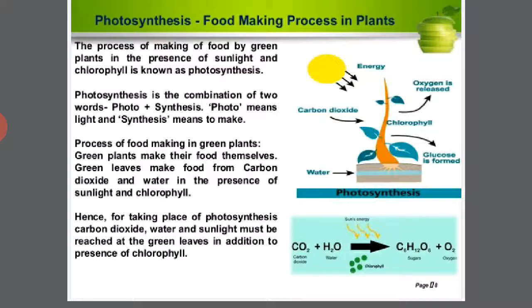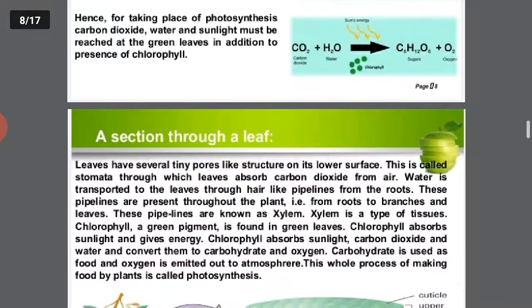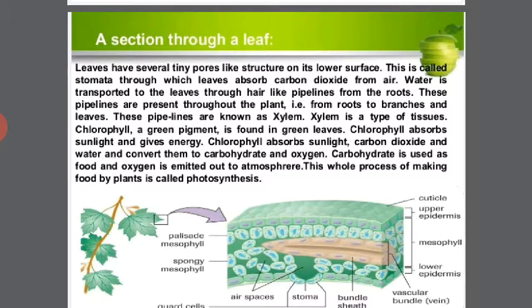Hence, for photosynthesis to take place, carbon dioxide, water and sunlight must reach the green leaves in addition to the presence of chlorophyll. Okay, let's move further. How it will work, a section through a leaf. The leaves have several tiny pore-like structures on the lower surface. These are called stomata, through which the leaves absorb carbon dioxide from air.